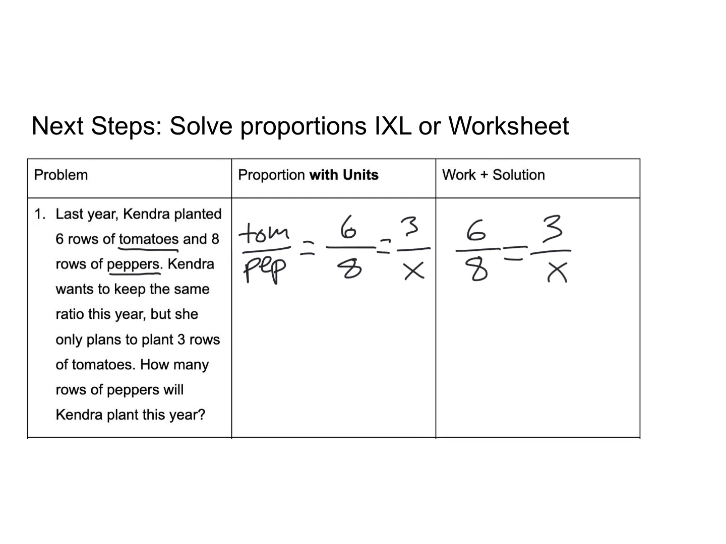Well, I can think right now, what do I do, multiply or divide, to go from 6 to 3? I multiply by a half or divide by 2. So 6 divided by 2 is 3. 8 divided by 2 equals 4. So she will plant 4 rows of peppers.